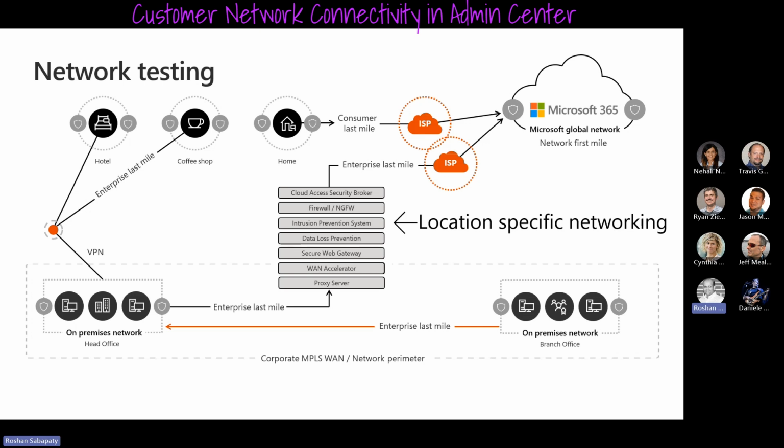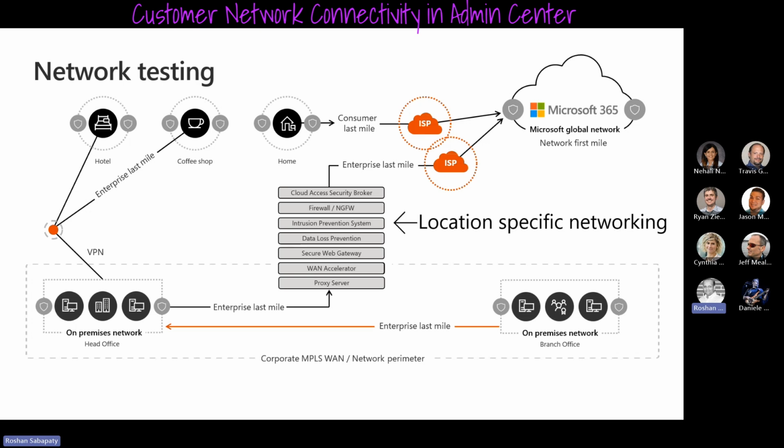You may also have users in a branch office, as we see in the bottom right here, and users from the branch office also need to use an additional enterprise last mile. This is typically what we call the network backhaul, or backhaul of traffic, because we're bringing the traffic from the branch office to the head office, and they go through the same path as the head office users before they go onto the Microsoft network.